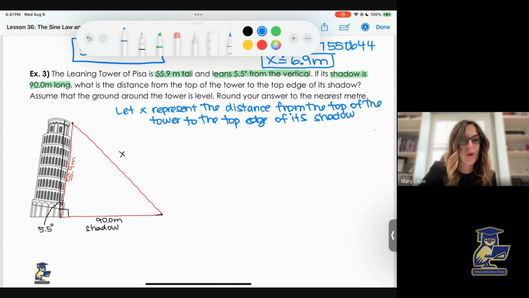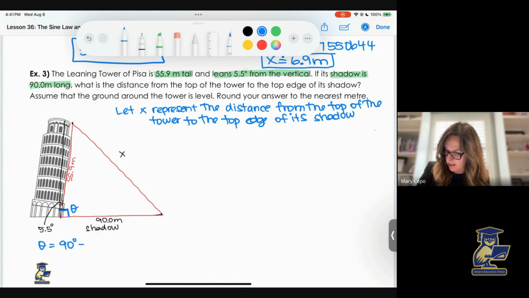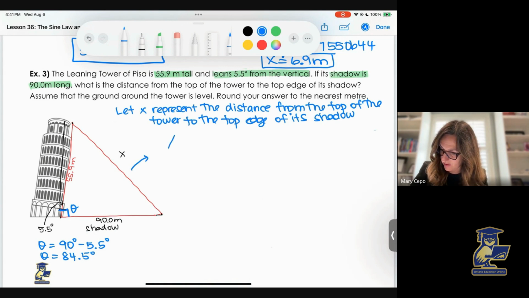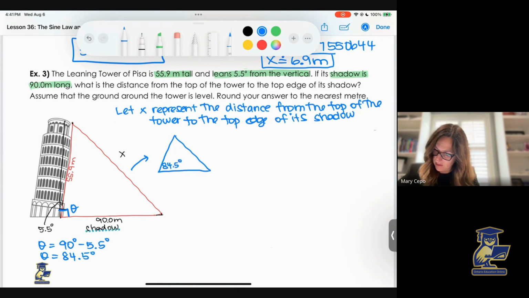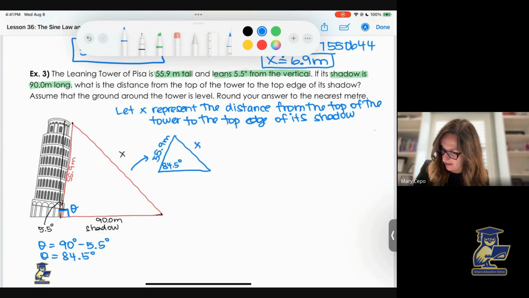If you're not sure, just look at your unknown, and that would be what your variable would represent. So if we know this is supposed to be 90 degrees, we know then theta in here should be 90 minus 5.5 degrees. So theta is equal to 84.5 degrees. So if I took this apart, and again, it's not drawn to scale, we can say this is 84.5 degrees. We know this is 55.9 meters. This is my x, and this would be the 90.0 meters.